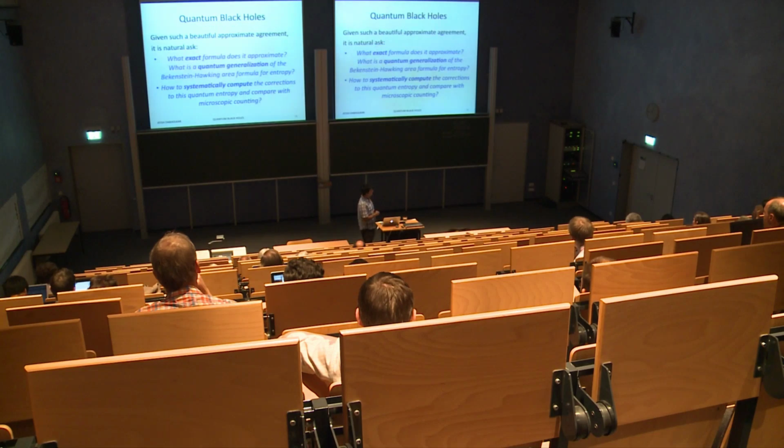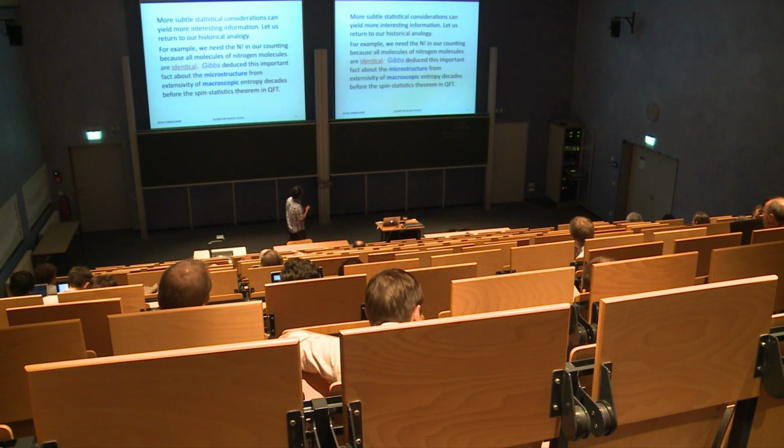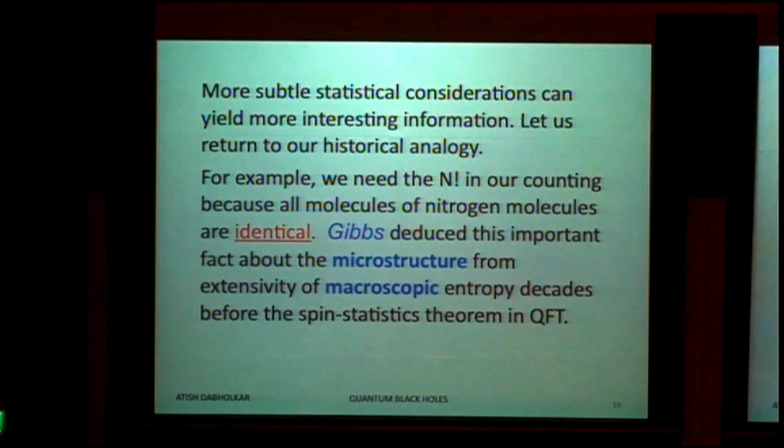And the philosophy, again, to go back to our historical analogy, is the following: by asking more subtle statistical considerations, one can obtain more interesting information. For example, we know very well that in our counting problem of nitrogen gas, we needed to put an N factorial because the nitrogen molecules are all identical. Now, Gibbs could deduce this very important fact about the microstructure by just demanding extensivity of the macroscopic entropy. And this was many years before the spin statistics theorem, for which you really require quantum field theory to prove it.